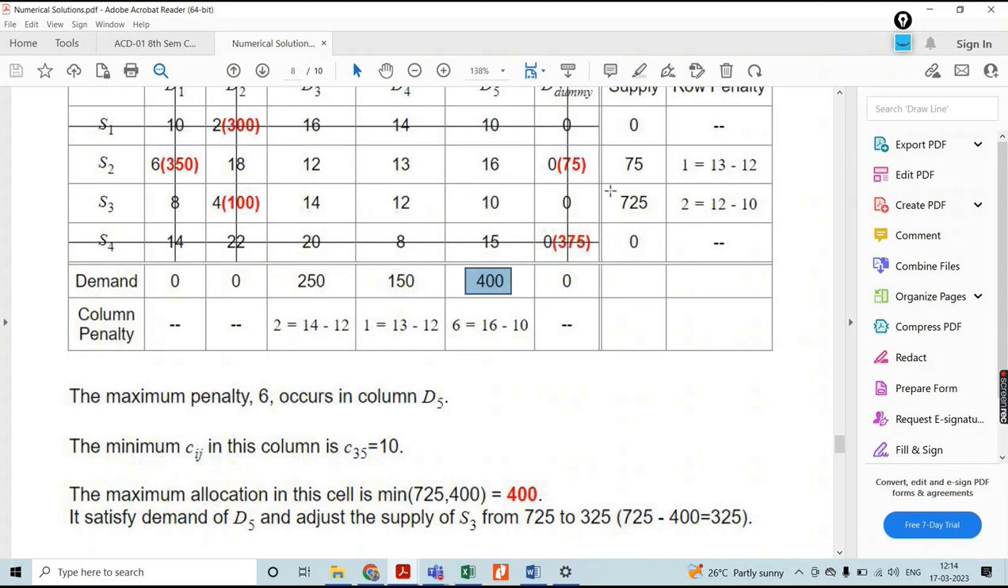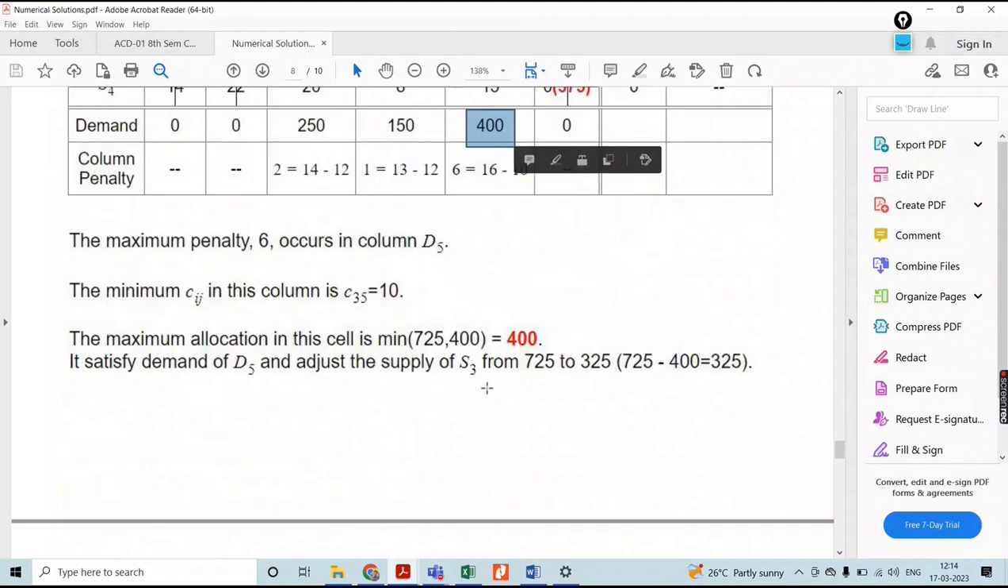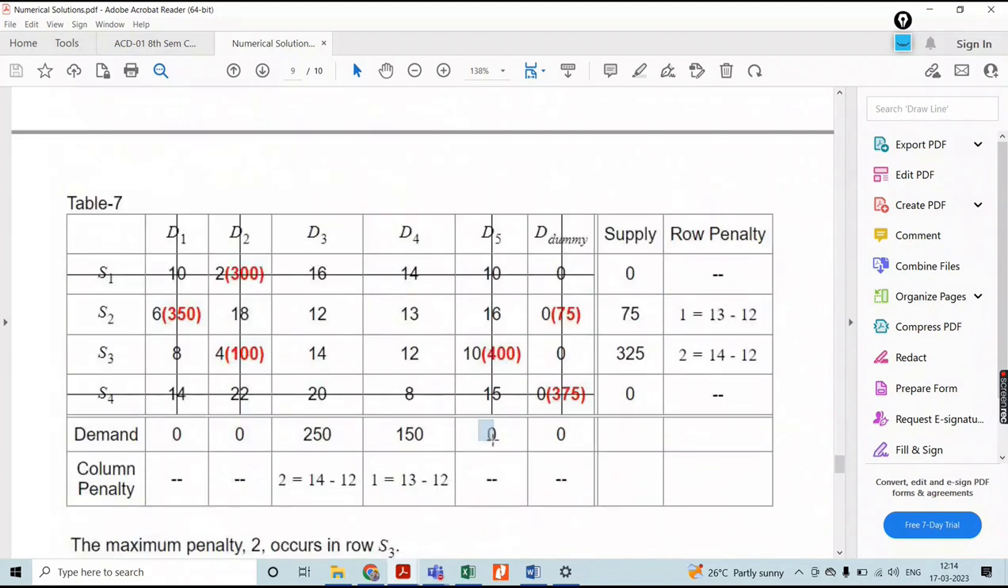Then this 725 will make allocation. So 725 minus 400 will become 325 remaining, and the corresponding element will become 0. Then this 725 will become 325. Then if it becomes 0, it means I have to delete this. Further solution, you should not consider it for the evaluation.